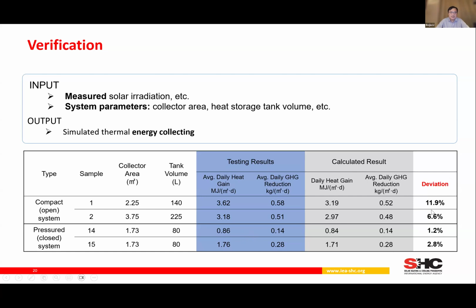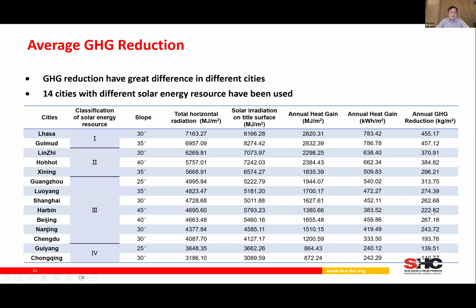And to get the greenhouse gas reduction, because China is so large and different cities have different climates, we choose 14 cities with different solar energy resources to calculate the annual GHG reduction per square meter of collector of the solar hot water systems.